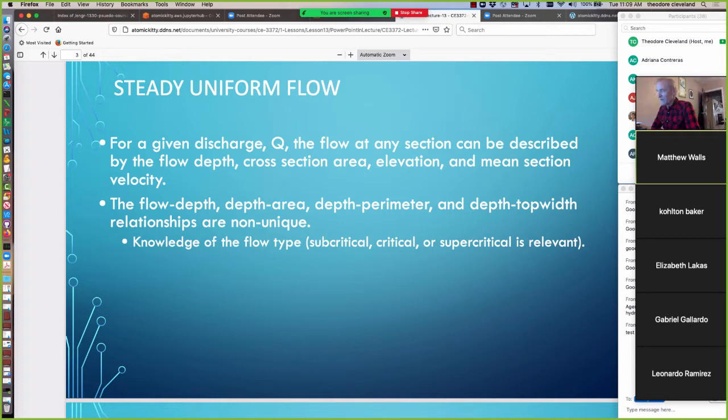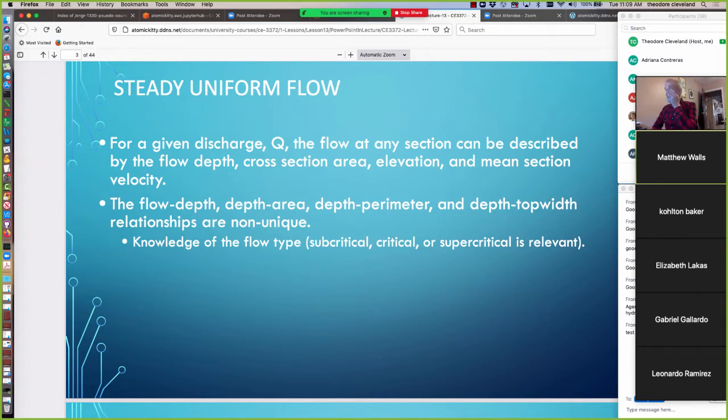What makes open channels different from pressurized flow systems is that the flows can exist in a couple of different states. Whereas in a pressurized pipe, there's a pretty unique relationship between the head loss and the flow rate, that's not true in an open channel. There are a couple of different flow regimes that can exist at a particular flow rate, and they change depending on the slope of the channel, its geometry, its friction, and a few other things.